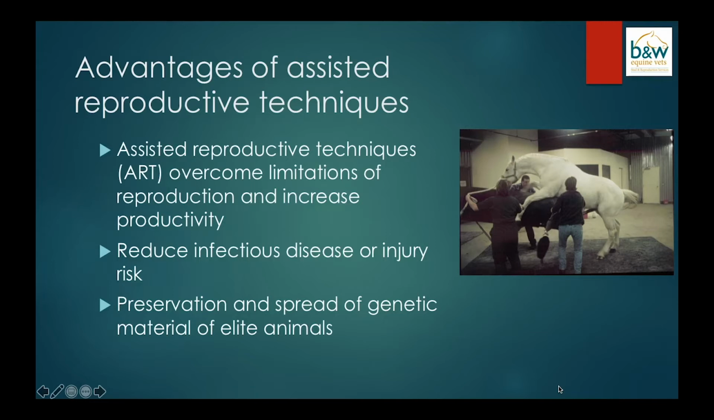Assisted reproductive techniques also enable preservation and spread of genetic material of elite animals that aren't necessarily in the same geographic location or are not even necessarily still fertile or still alive even. So it massively opens up the floor for possibilities in the world of reproduction.